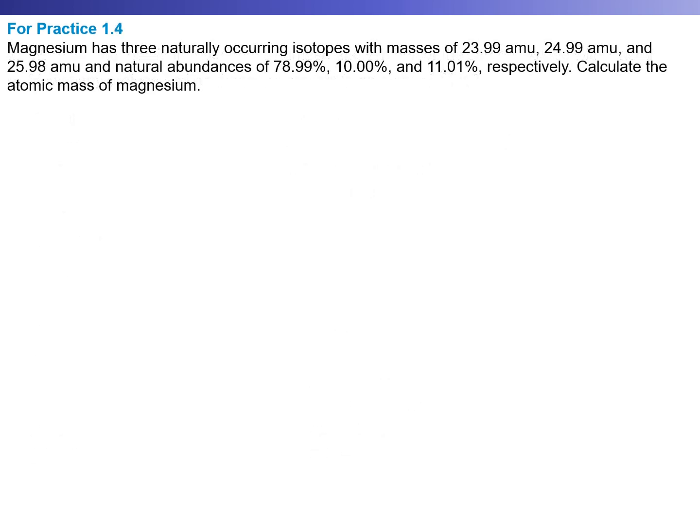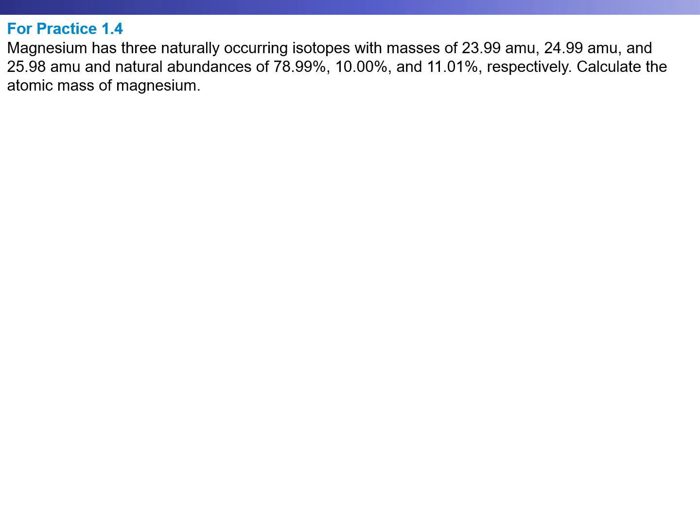Problem 1.4 is going to ask us to solve for the atomic mass of an element given the fact that it has 3 isotopes, and also given their natural abundance, how they occur in nature. So let's read the question. Magnesium has 3 naturally occurring isotopes with the masses of 23.99 atomic mass units, 24.99 atomic mass units, and 25.98 atomic mass units, and natural abundances of 78.99%, 10%, and 11.01%.